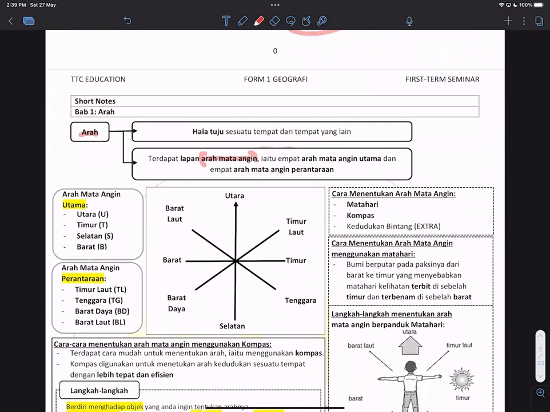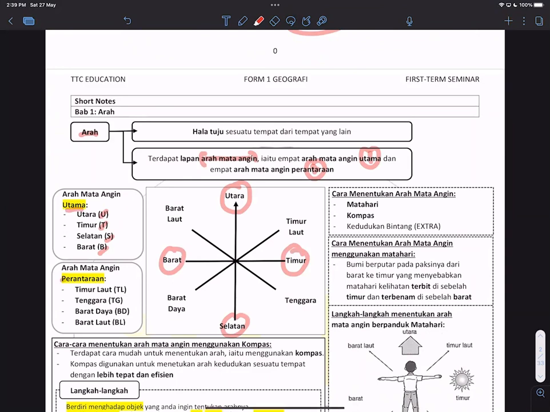Okay, so which means highlight arah mata angin utama and arah mata angin perantaraan. The utama is the UTSB, utara, timur, selatan, barat, right? So 12 o'clock will be utara, 3 o'clock is timur, 6 o'clock is selatan, and then 9 o'clock is barat, right? This is the major one, arah mata angin utama.